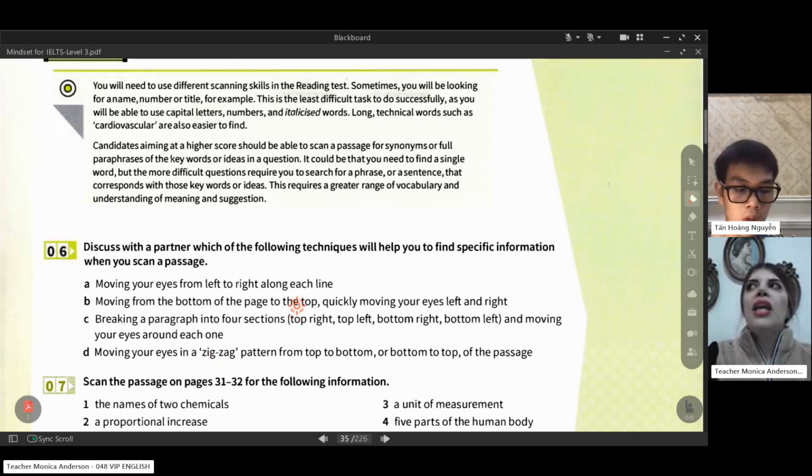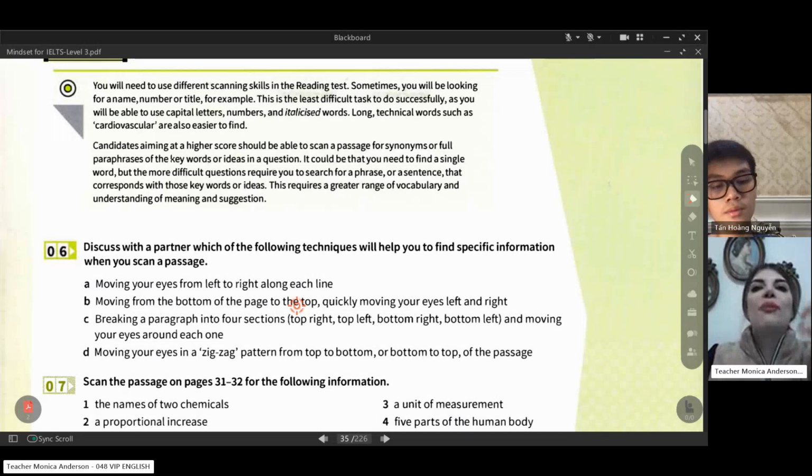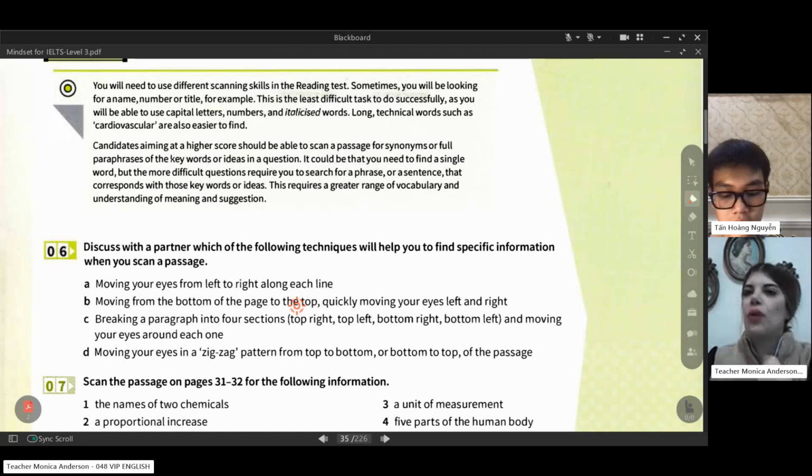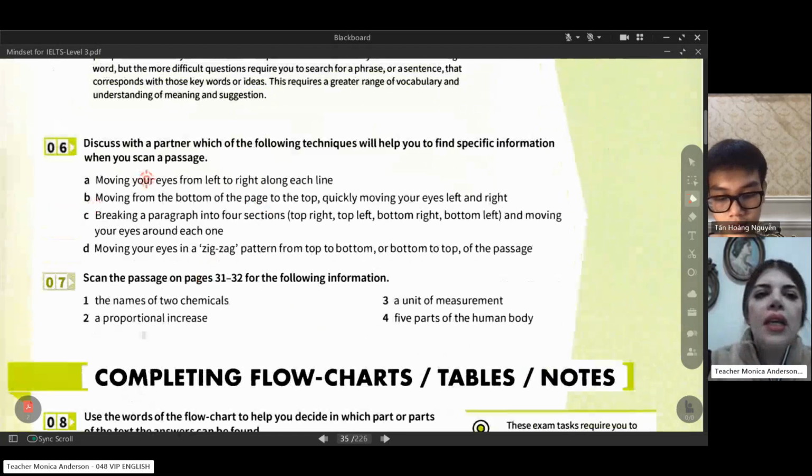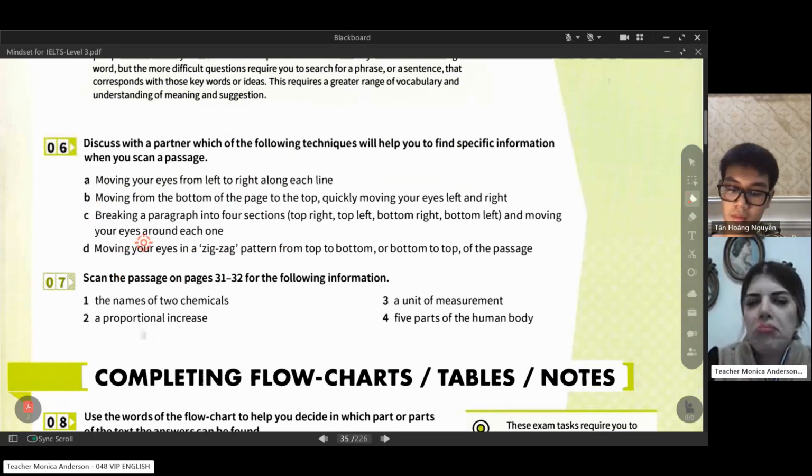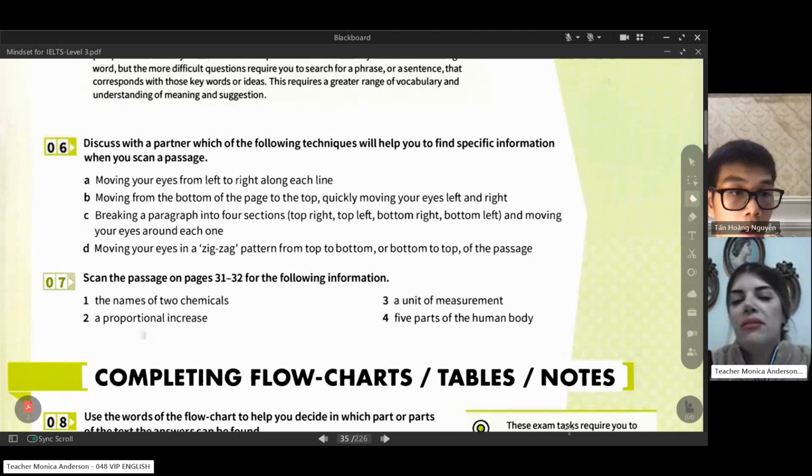As I told you before, scanning means finding specific information, finding details. Now, there are some techniques that may help you to find specific information and scan the text. Which one can be helpful, you think? About the first one, moving your eyes from left to right along each line. What do you think? Helpful?